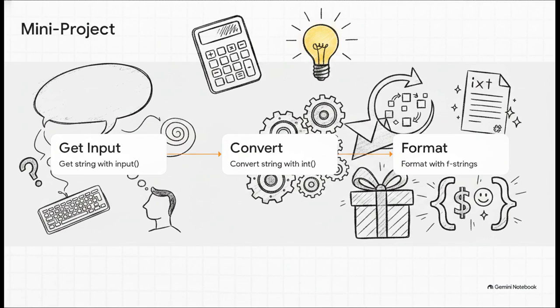So the big question is, how do we combine all these cool concepts? We're going to build a mini project where we ask a user for a number and calculate its square. And we'll do it in 3 simple steps. Step 1, get the string with the input function.